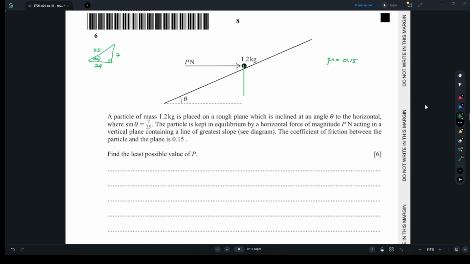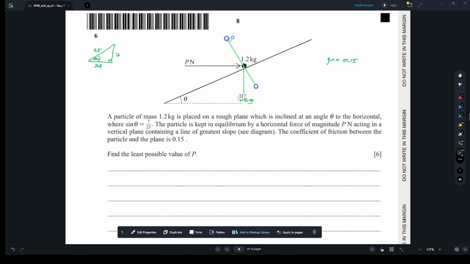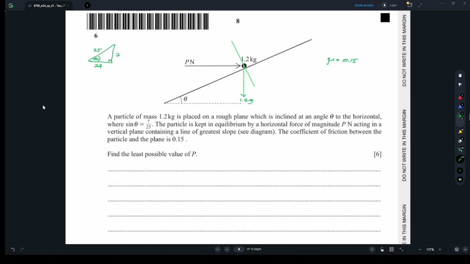So here I have 1.2g, the weight, and then we have the contact force, which is perpendicular to, okay, I think it's perpendicular. Okay, it is perpendicular to the surface, right? The contact force, let's say R, and then this angle is theta, right?